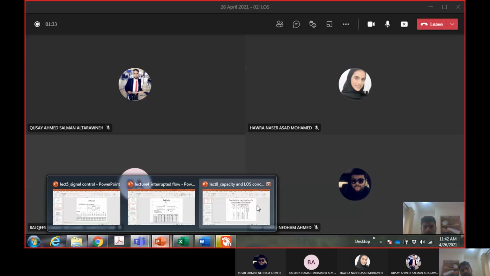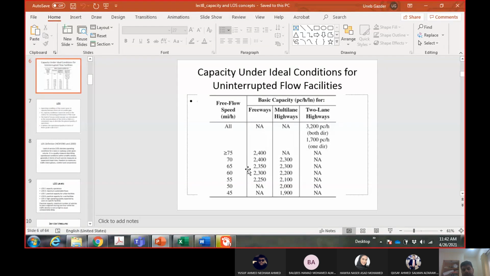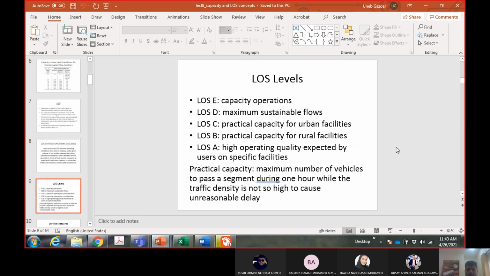So I showed you this table yesterday, where you can see the capacities for freeways and multi-lane highways depend upon their free flow speed. Okay, they depend upon their free flow speed. So whenever you start with the calculation of capacity or level of service using the procedure of the Highway Capacity Manual, you must know the free flow speed of multi-lane highways or freeways, whatever you are doing.